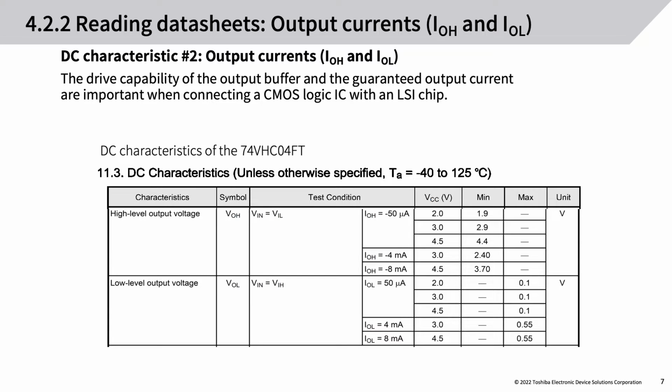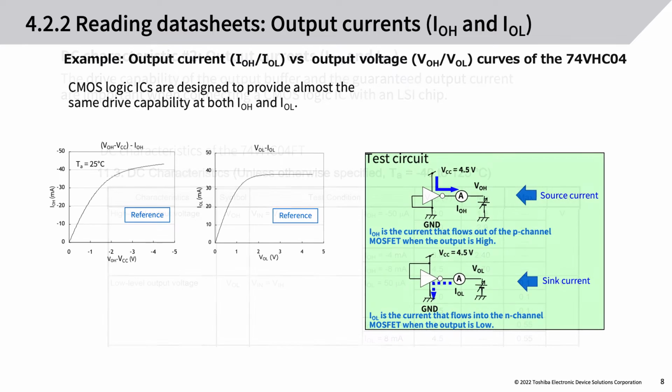Reading datasheets. Output currents, IOH and IOL. DC characteristic 2. Output currents, IOH and IOL. The drive capability of the output buffer and the guaranteed output current are important when connecting a CMOS logic IC with an LSI chip. CMOS logic ICs are designed to provide almost the same drive capability at both IOH and IOL.